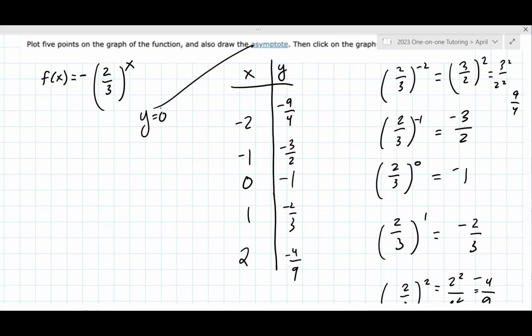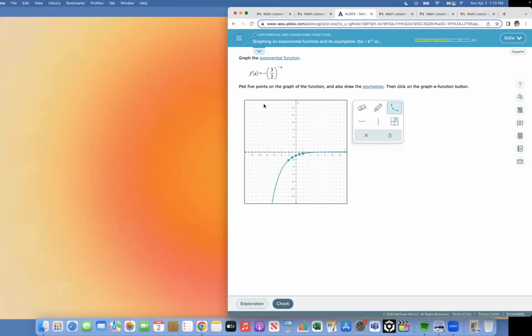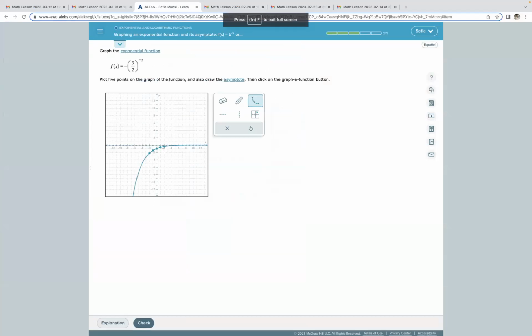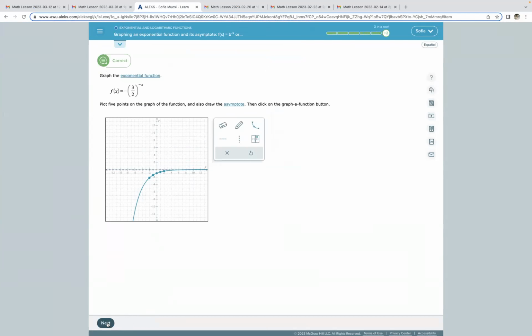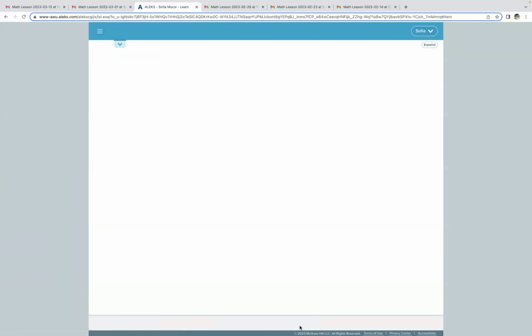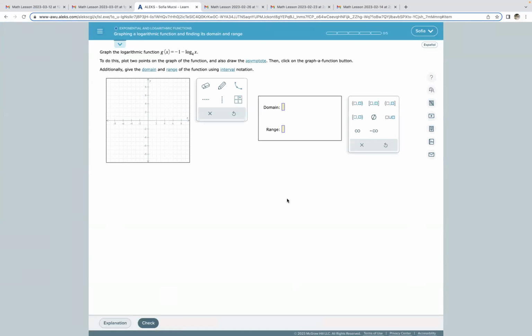Just plug these in. Okay, and then I'll just share my screen again. Yeah, that looks correct. I think it looks good. It looks reasonable. There it is.